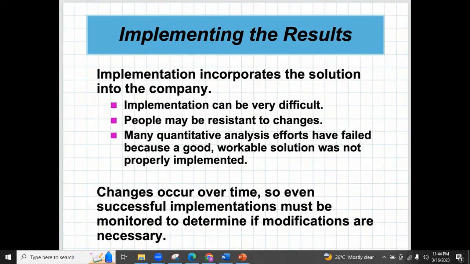So changes occur over time, so even successful implementations must be monitored to determine if further modifications are necessary. Having the right mathematical quantitative model is certainly a good thing to have, but then you've got to make sure that the socio part of the socio-tech system works.